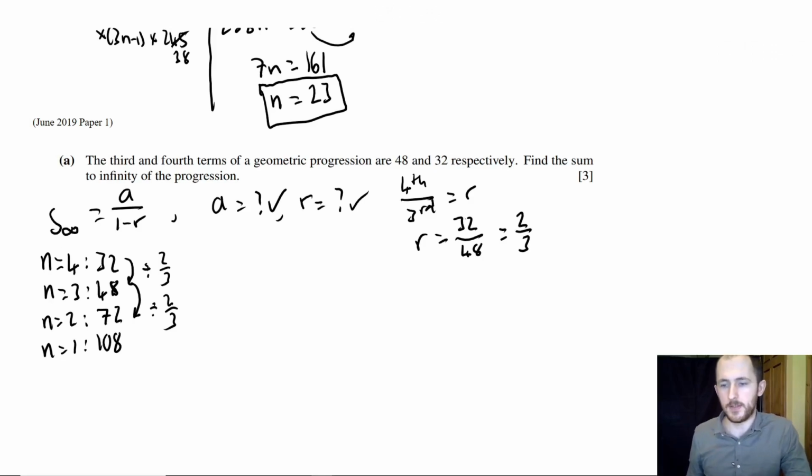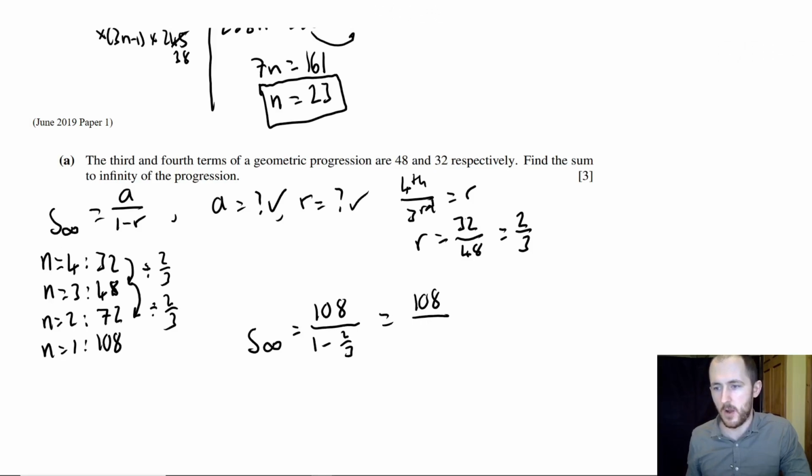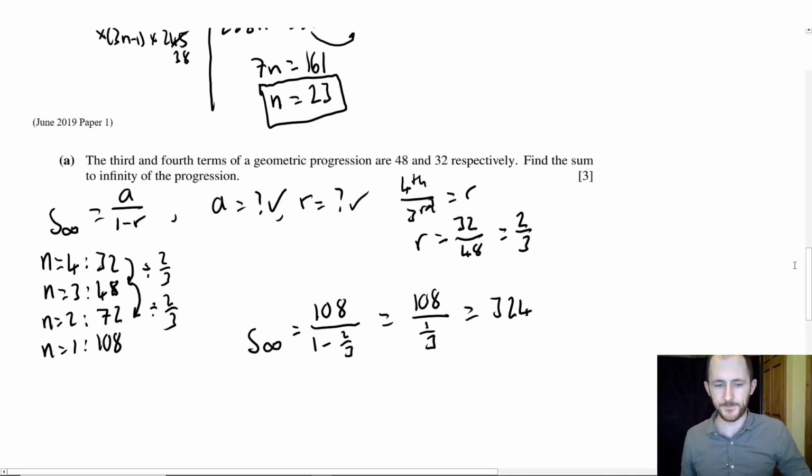All is well and good. S infinity is equal to 108 over 1 minus 2/3. So in other words, it is 108 over 1/3. So you're just doing 108 times 3, so that should be 324, right? Because 8 times 3 is 24, 100 times 3 is 300. Smush them together and you get your answer. Okay.